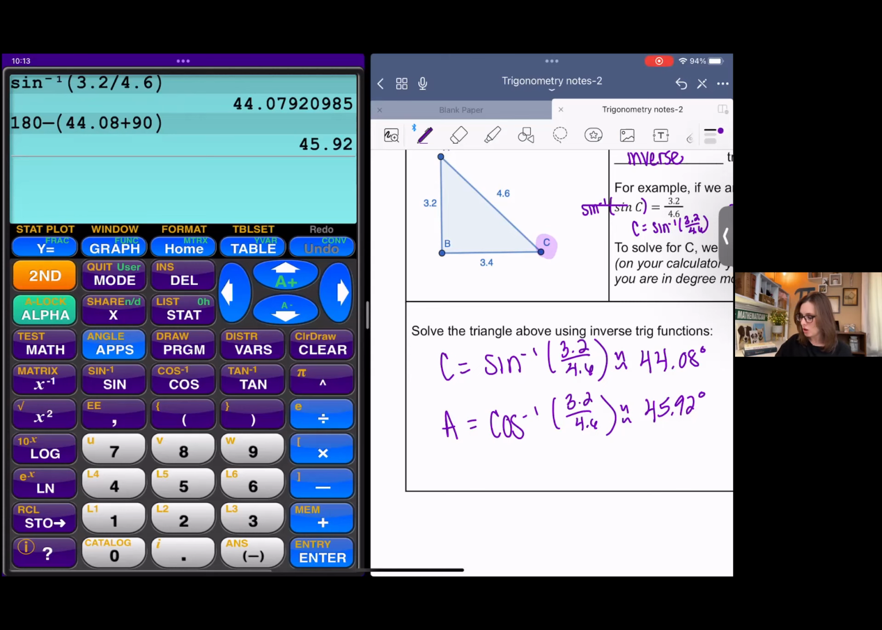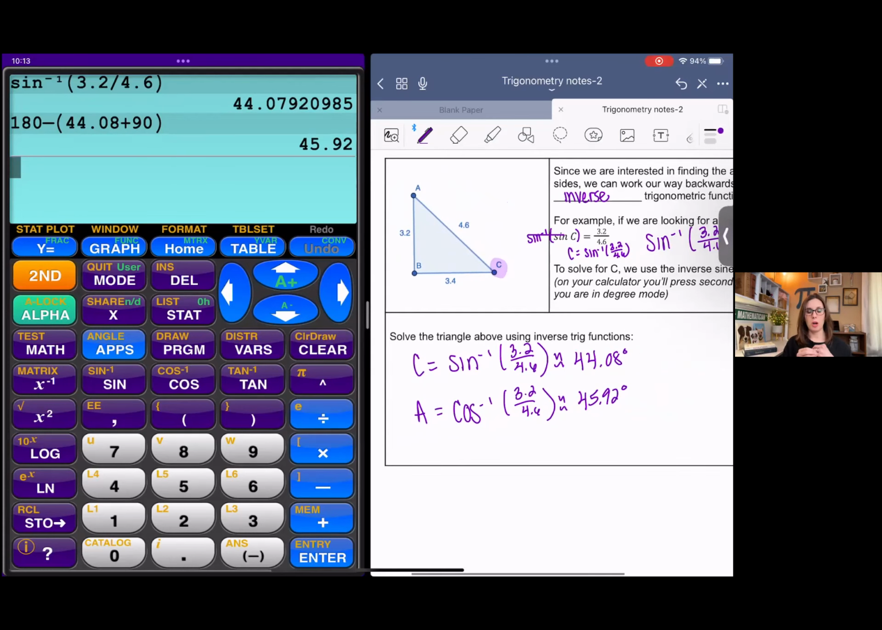Yes, that's it. So inverse trig functions will help you find a missing angle.